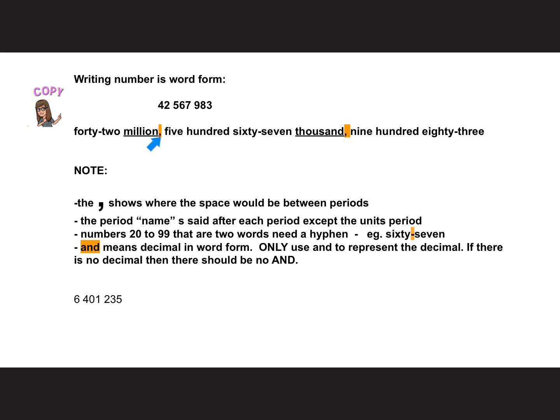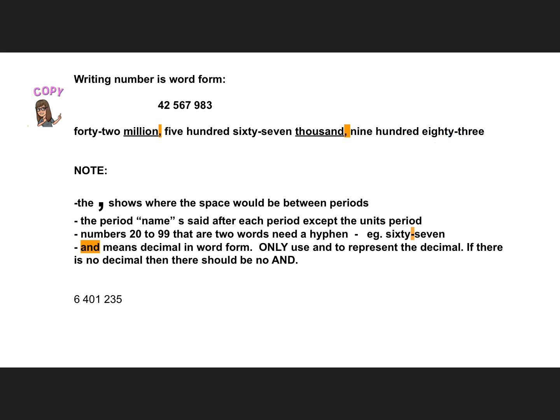Then in Canada, this is where we use commas. We use commas here to show that that is the end of that period. So we have 42 million in that period with a comma. Then we go on to our next period, 567. So we write our 567. And then again, we need the name of that period. Well, that is the thousands period. We're moving on to the next period. So again, we need a comma. And then finally, we're finishing off with 983. And we just finish off with 983.